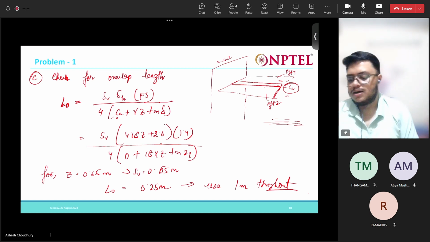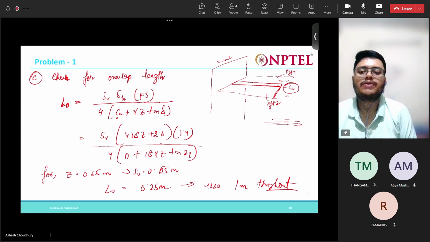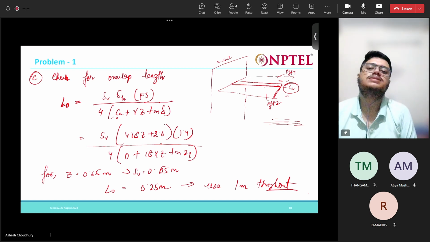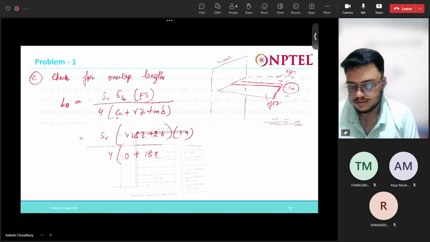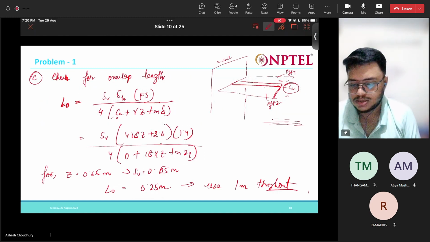Now we already did the internal stability, we satisfied the internal stability requirement, and we checked for the overlap length. Now comes the final part, that is the external stability check. Alright, just add some more pages.